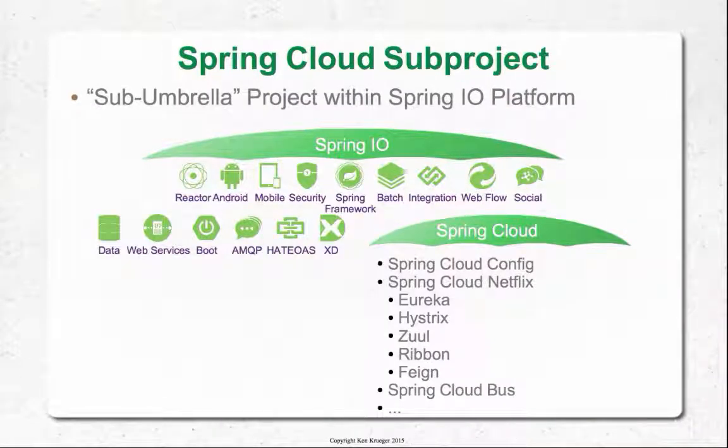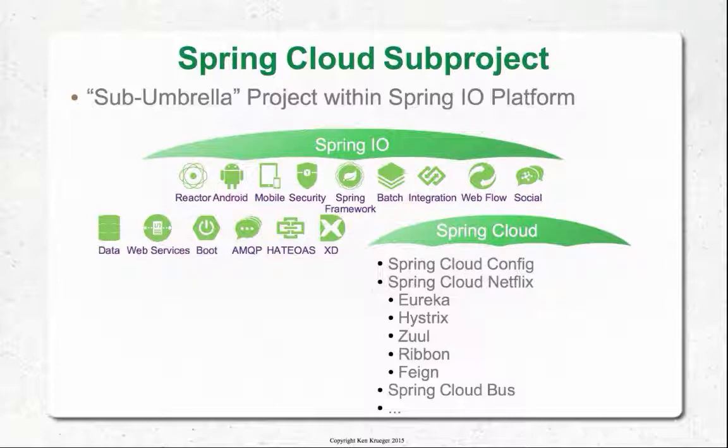Spring Cloud is a sub-project within the Spring I/O umbrella. And yet, it is actually several projects itself, so it is actually an umbrella within an umbrella. In the next few sections of this course, we will go through Spring Cloud Config, Netflix Eureka, Hystrix, Ribbon, Feign, and Spring Cloud Bus. There are other areas of Spring Cloud that this course will not address, such as Spring Cloud Connectors and Spring Cloud for Amazon Web Services.